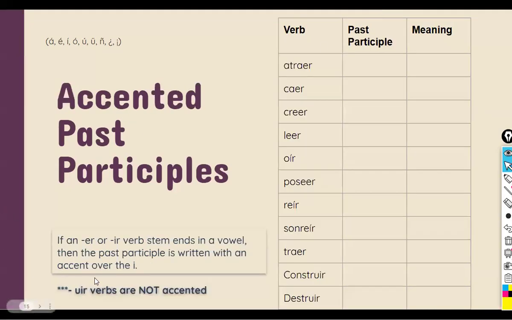All right, so I would like you to take down what is on the left-hand side here, right? If an ER or IR verb stem ends in a vowel, so it's ER and IR verbs that cause this problem, right? Then the past participle is written with an accent over the I. Right? So we would write it like this. I think I'm gonna handwrite these for the sake of time. So, ido, atraído, attracted. Right? Caído.